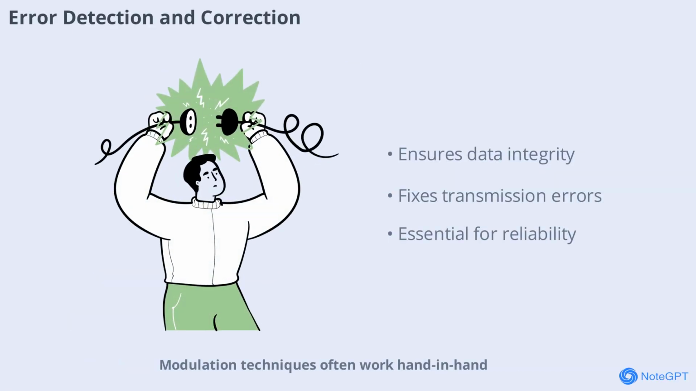Modulation techniques often work hand-in-hand with error detection and correction methods. These systems identify and fix errors that occur during transmission, ensuring data integrity. Techniques like forward error correction (FEC) are essential for reliable communication, especially in noisy or long-distance channels.